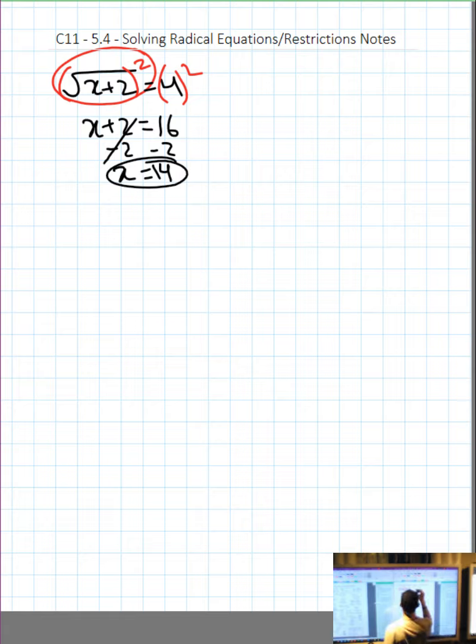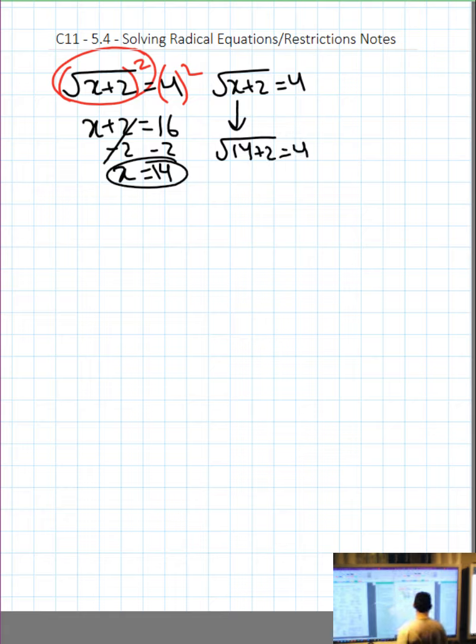Now check your answer. Rewrite the question off to the right. Take the x value you just figured out and substitute it for x. Do it down a couple of lines. On the left-hand side, 14 plus 2 is 16. The square root of 16 is 4. The left-hand side is 4, and the right-hand side says 4. So check mark, it's correct.